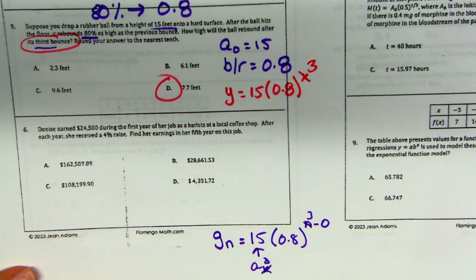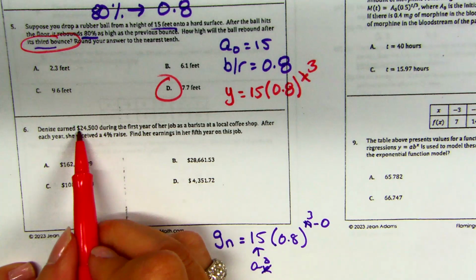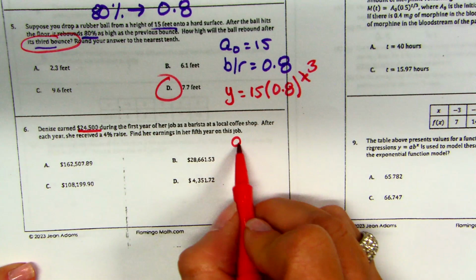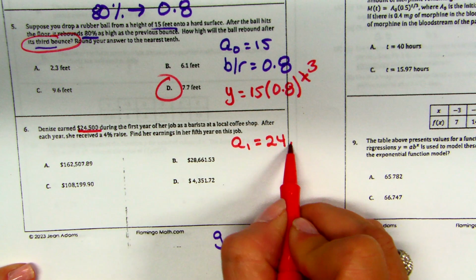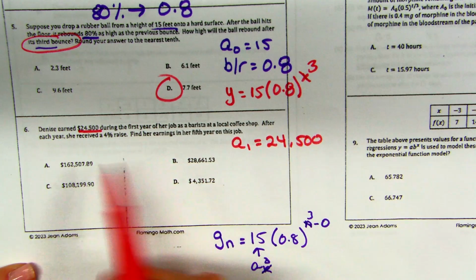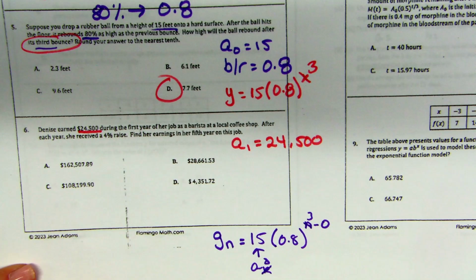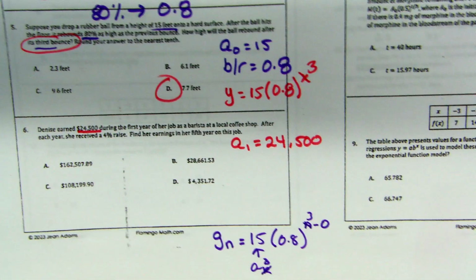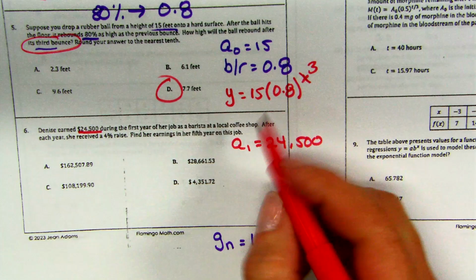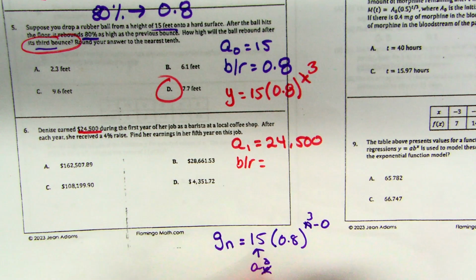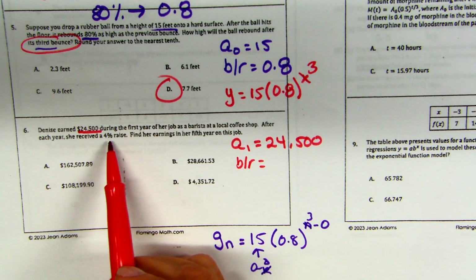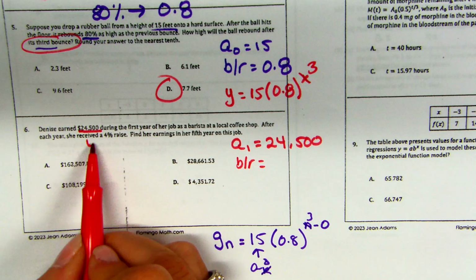Okay. Denise earned this much money during her first year. Guys, that screams, that's your first term, right? That's how much she earned in her first year. After each year, she received a 4% raise. I see percent, I know that this is going to be a b or an r or whatever. So b, r, whatever you want to call it, is 4%, right? Changed to a decimal.